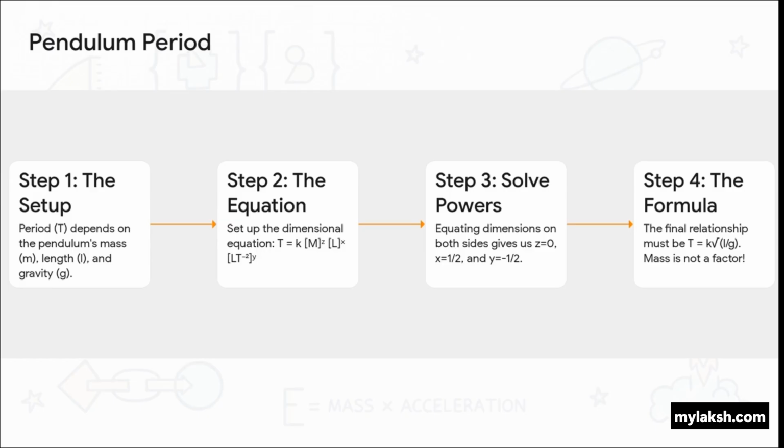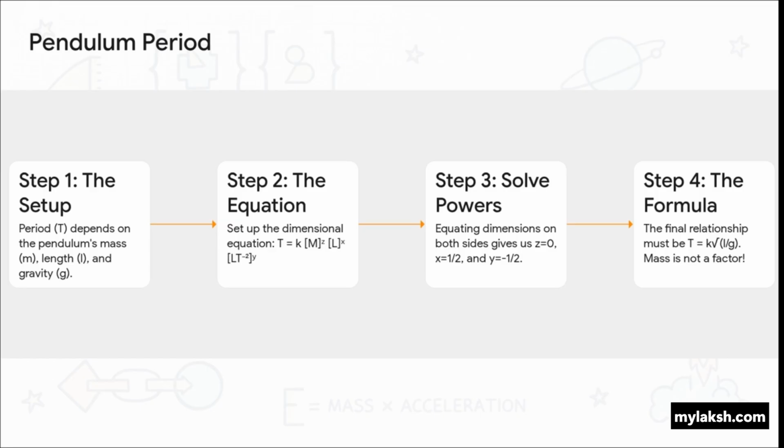For mass, M, there's no mass on the left side, so its power is 0. On the right, its power is z, so z must be 0. For time, T, the power on the left is 1. On the right, it's -2y. So 1 has to equal -2y, which means y has to be -1/2. And finally, for length, L, its power on the left is 0. On the right, it's x plus y. Since we just figured out y is -1/2, that means x must be +1/2 to make it all add up to 0.